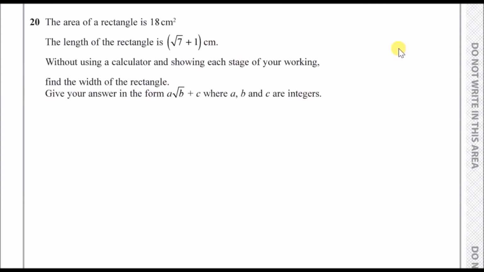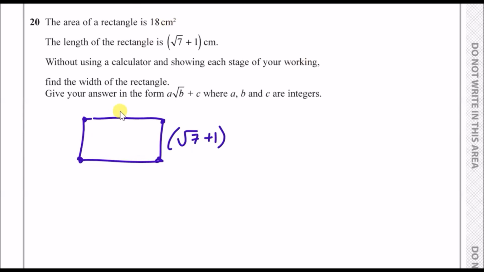So what I would recommend, guys, is firstly sketch the rectangle, yeah? So draw something like this. Label one of its lengths, so the length was √7 plus 1, so that goes here, √7 plus 1. And we know the area of this rectangle is 18, so write 18 inside. And they want us to find the width, so let's call that W.